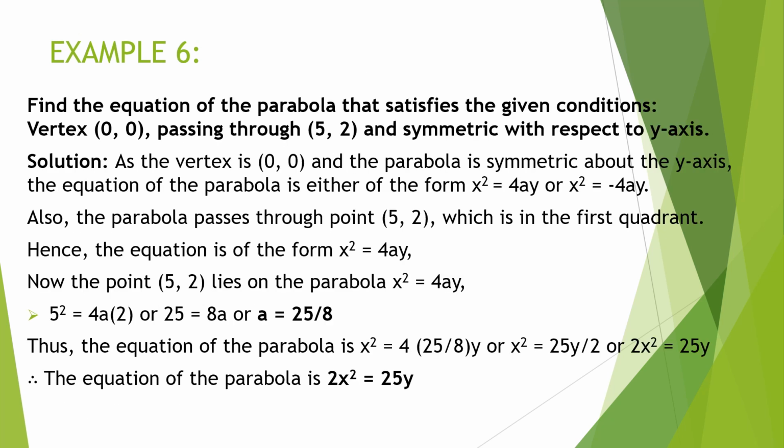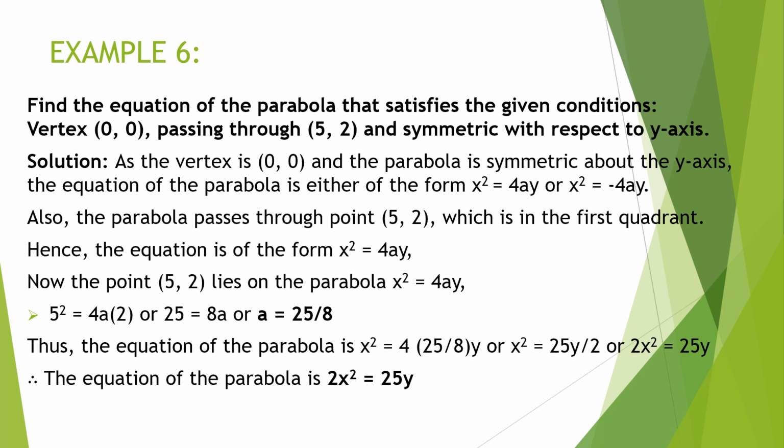Next example. Find the equation of the parabola that satisfies the given conditions. Vertex is at the origin, passing through 5, 2 and symmetric with respect to the y-axis. Now since the parabola is symmetric about the y-axis, what are the possible forms? x square is equal to 4ay or x square is equal to minus 4ay. But it passes through the point 5, 2, which is in the first quadrant. So obviously the equation is of the form x square is equal to 4ay. Now 5, 2 lies on the parabola.